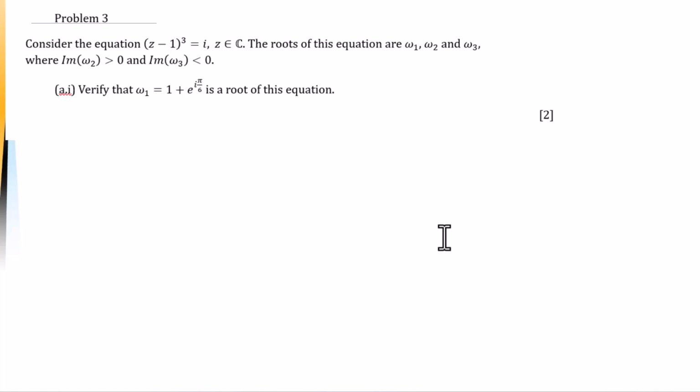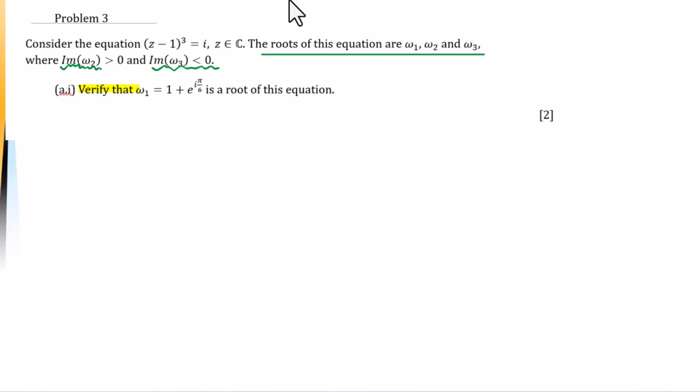Problem 3. Consider the equation (z - 1)^3 = i, where z is a complex number. The roots of this equation are omega 1, omega 2, and omega 3, where the imaginary part of omega 2 is greater than 0 and the imaginary part of omega 3 is less than 0. Verify that omega 1 = 1 + e^(iπ/6) is a root of this equation.